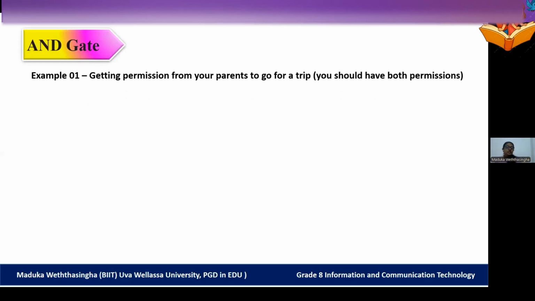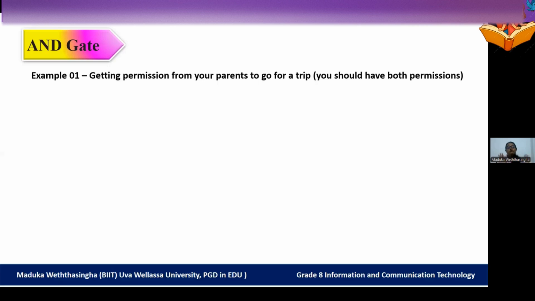So from your school, we are going to plan to go on a trip. But the first step is to take the permission from your parents. So your teacher asks you to take the permission from both your parents. It means both your mom and dad. Right.